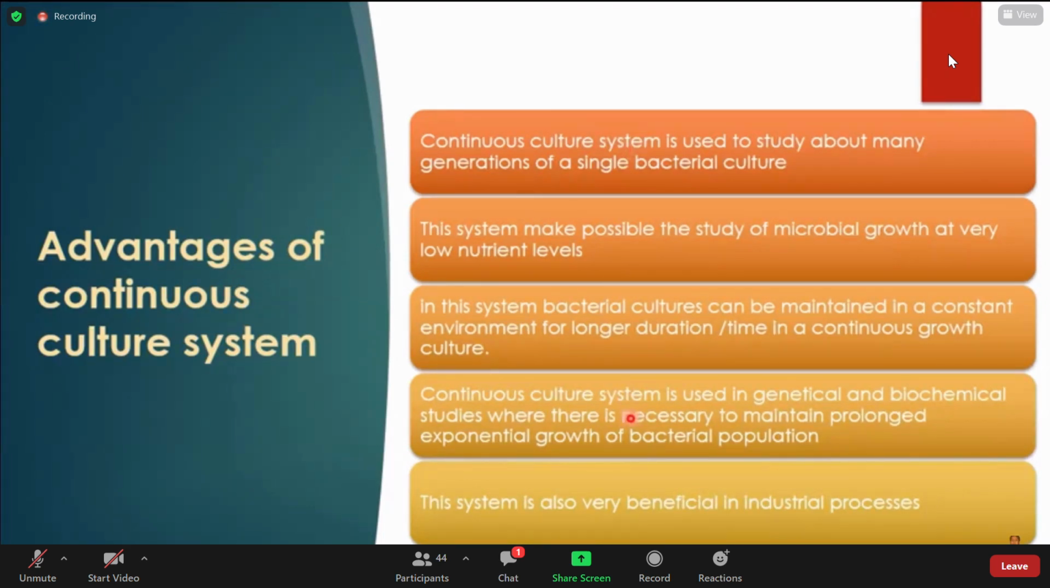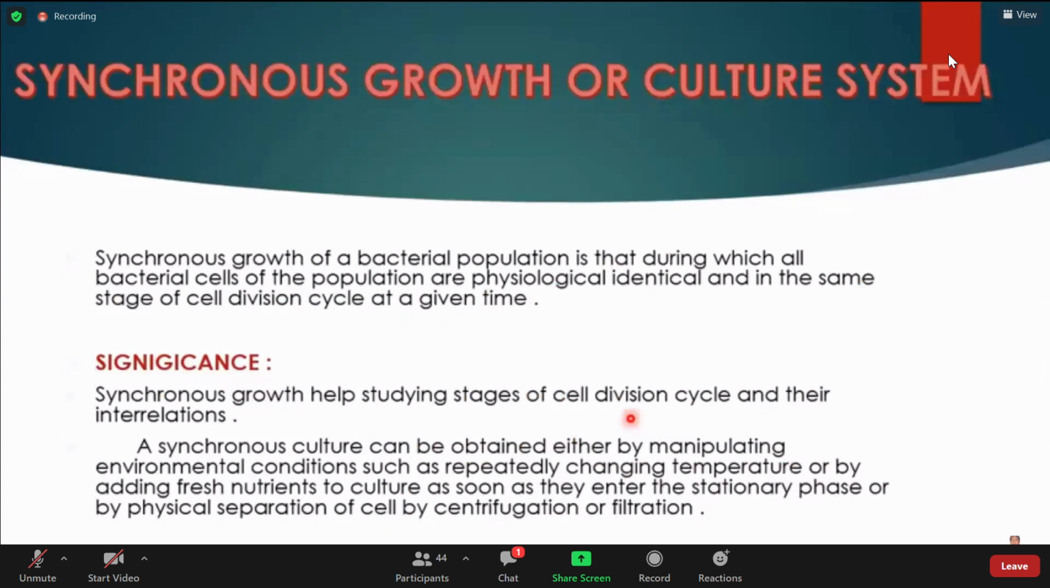Then moving on to the third type of culture system, that is synchronous growth or synchronous culture system. Synchronous growth of a bacterial population is that during which all bacterial cells of the population are physiologically identical and in the same stage of cell division. That means if you take a class, LKG, nursery or UKG, they're all going to be of the same height. Okay, exceptions are there, but basically they are going to be equal in size. We can't compare an LKG student with a 10th class student, isn't it?